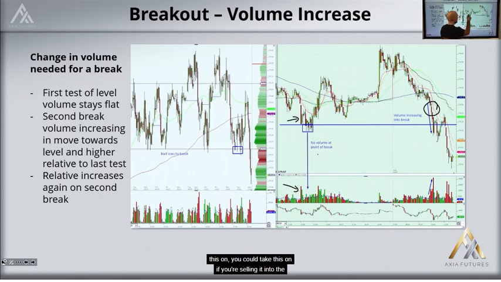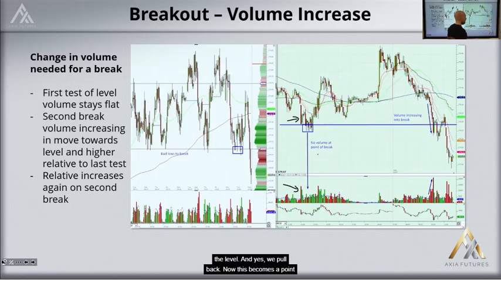If you're selling it into the level and it doesn't break and you see volume flatten off, you give the trade up. Here, you sell it into the level, volume doesn't flatten off and volume continues to grow. This is now saying to you, the break is on. Volume rises, we break through the level, and yes, we pull back.